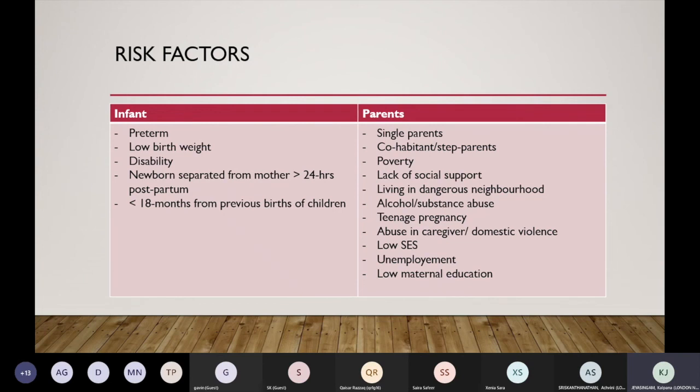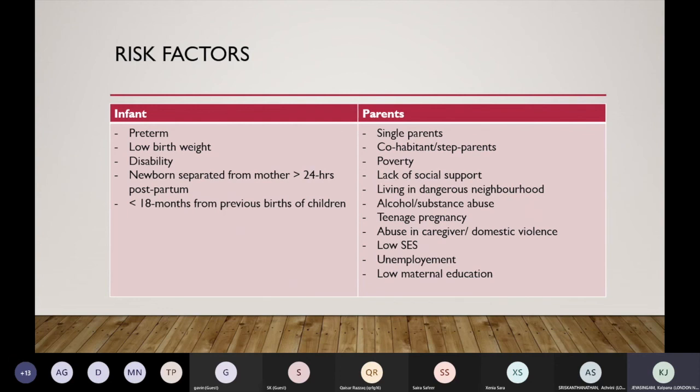What are the risk factors for a child to be abused? The risk factors are if they're preterm, of low birth weight, have a disability, have been separated from their mother for more than 24 hours after birth, and have another child who is less than 18 months old.